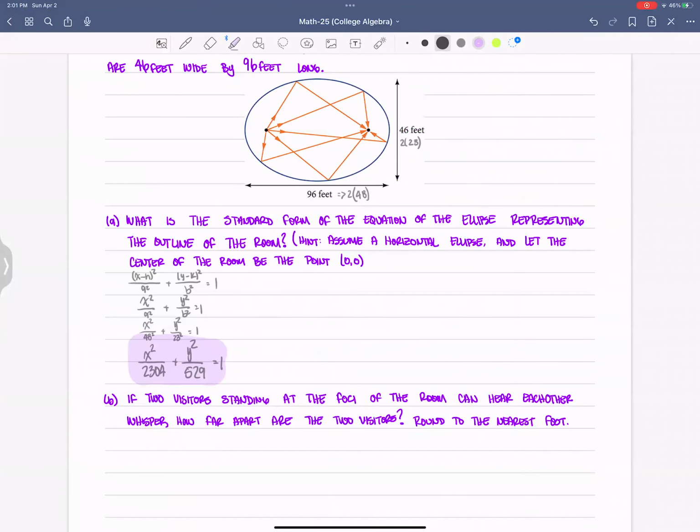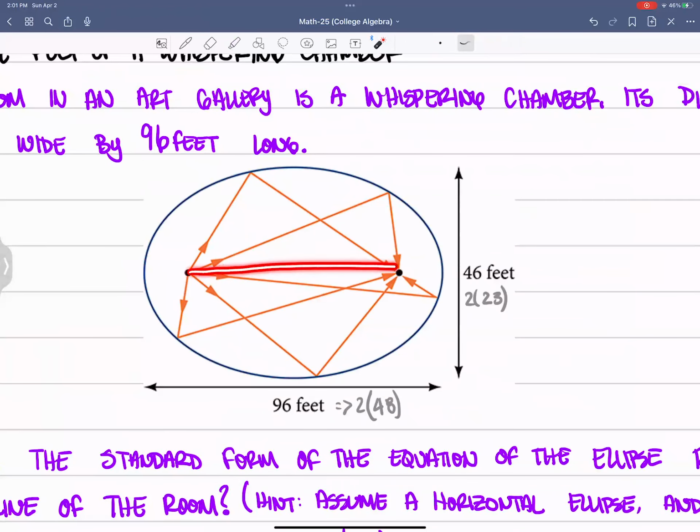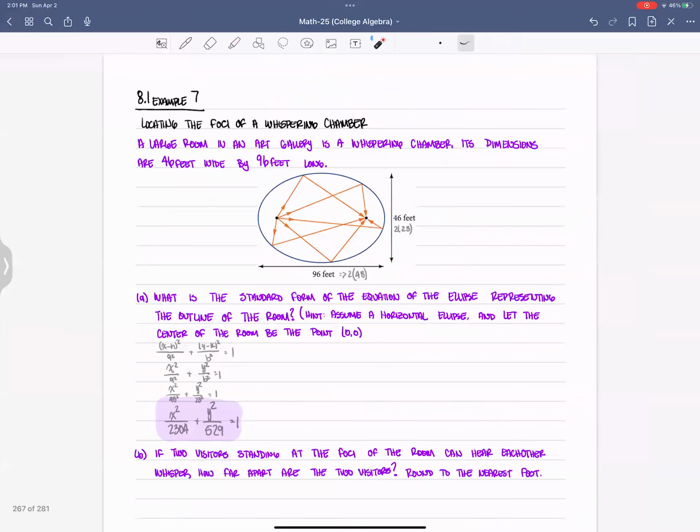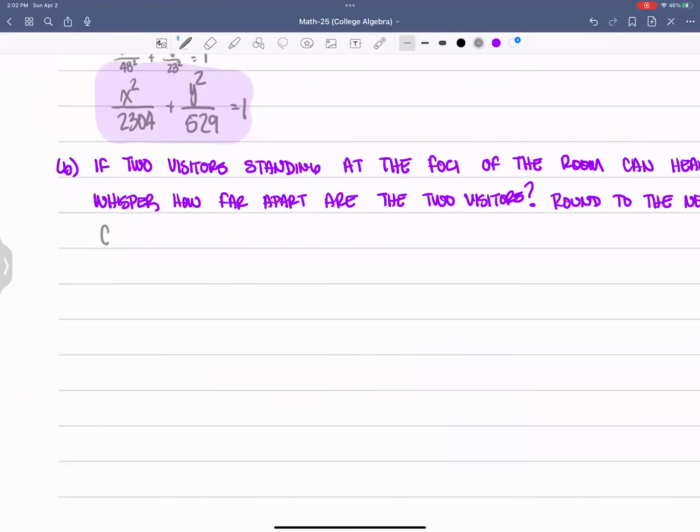And now if two visitors standing at the foci of the room can hear each other whisper, how far apart are the two visitors? So really what we're looking for is the distance between these two. We know that the distance between here and the center is going to be what c is. And we just have to multiply that by 2 to figure that part out. So let's grab our equation. Let's figure out what c is. So what we want is 2c.